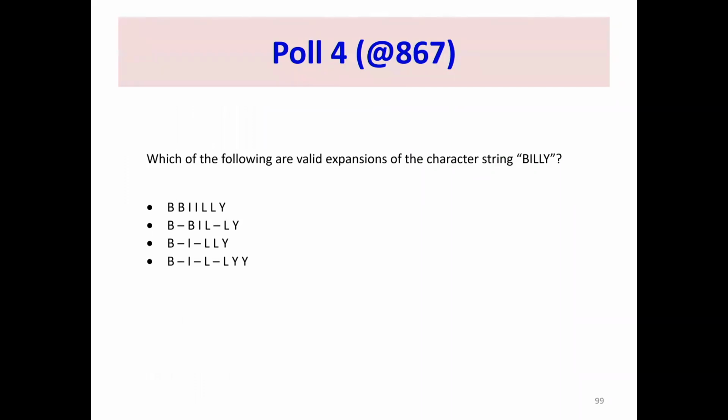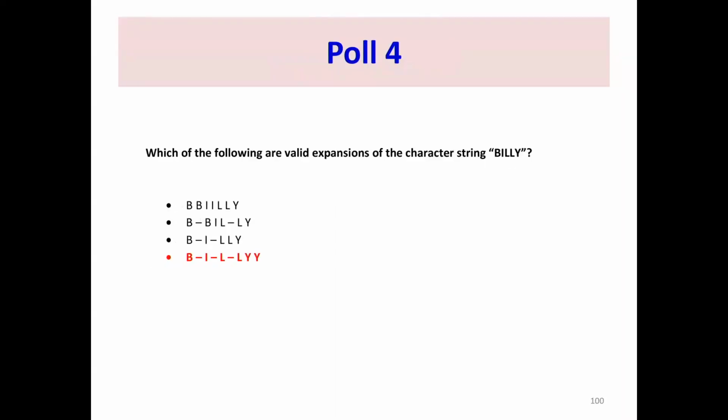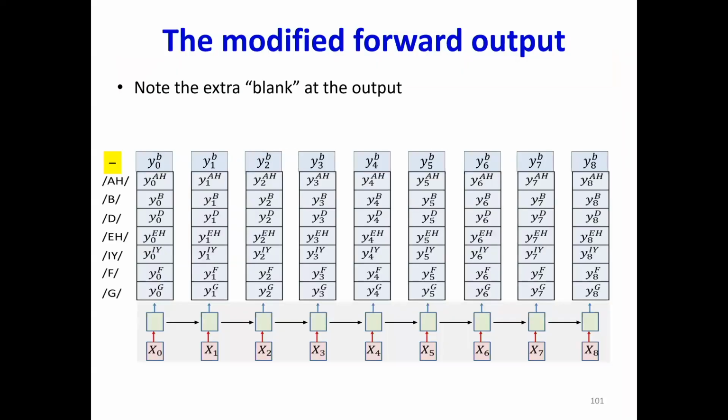Okay, Samya, what's the answer? The last one, right? Easy. Because if you just collapse all the repetitions and make the blanks disappear, that's the one that becomes Billy, right? So when I actually perform my inference with my model, that blank is going to be part of my vocabulary. I'm going to compute probabilities for every single symbol, including the blank. And this is what I will use for inference, okay?